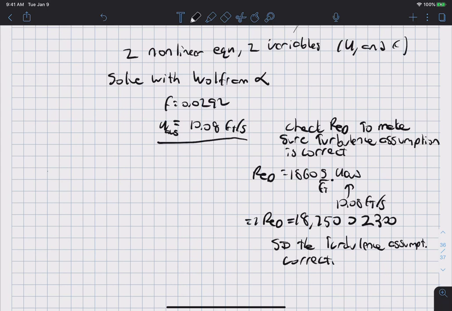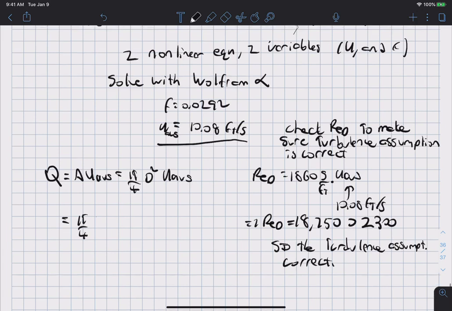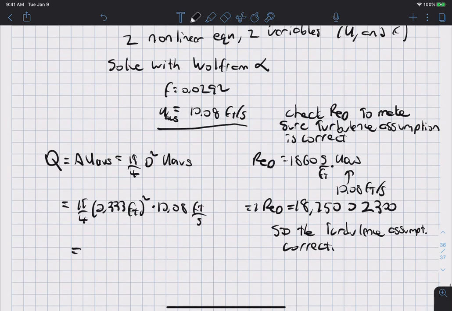So then finally we can compute the volumetric flow rate. Q is equal to area times U averaged equals pi over 4 d squared times U averaged, and that equals pi over 4 times 0.333 feet squared times 10.08 feet per second. And that implies that the volumetric flow rate equals 0.878 cubic feet per second.